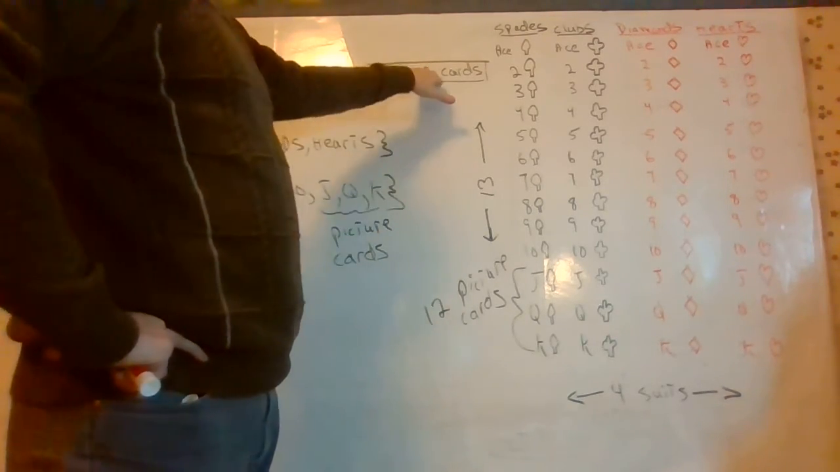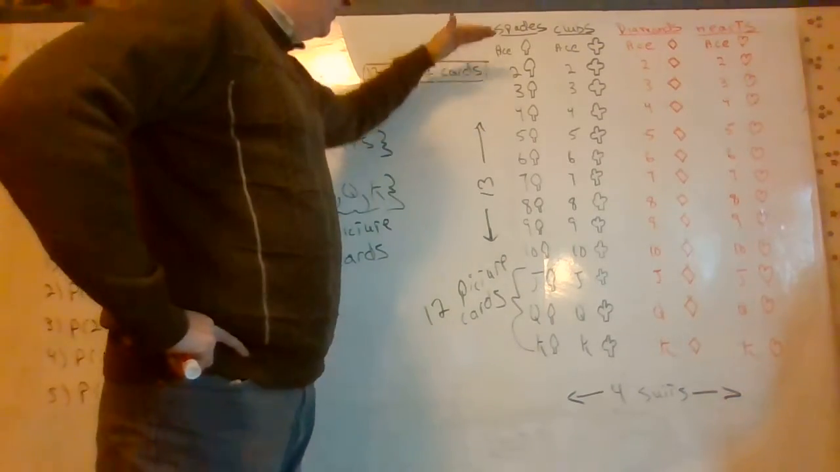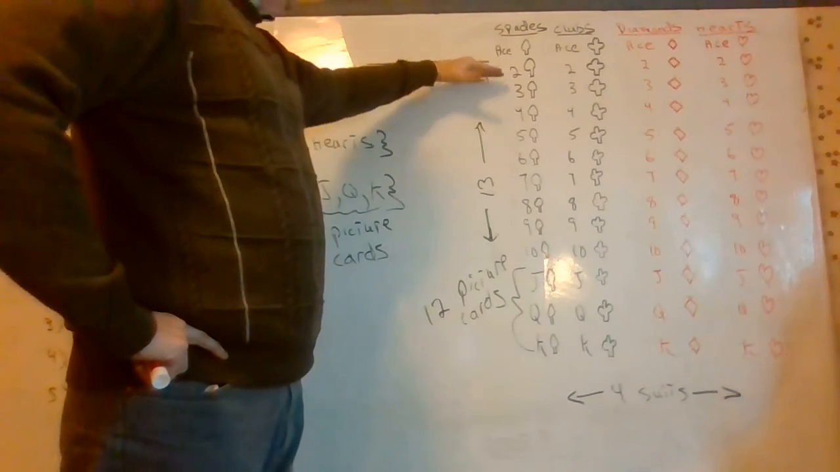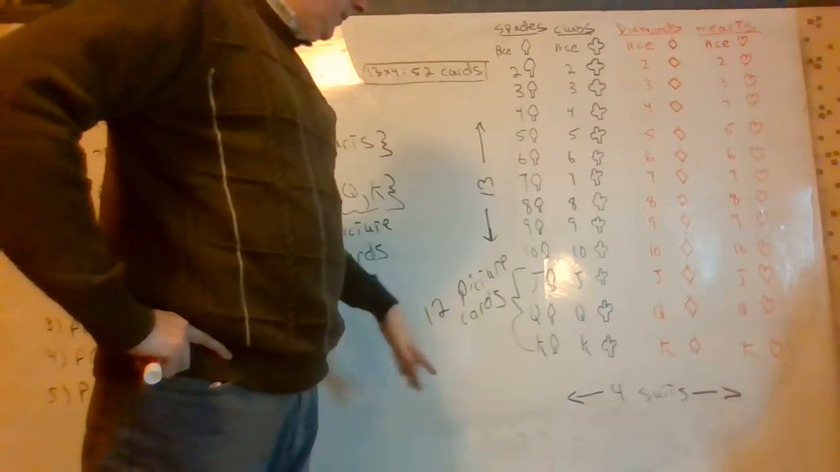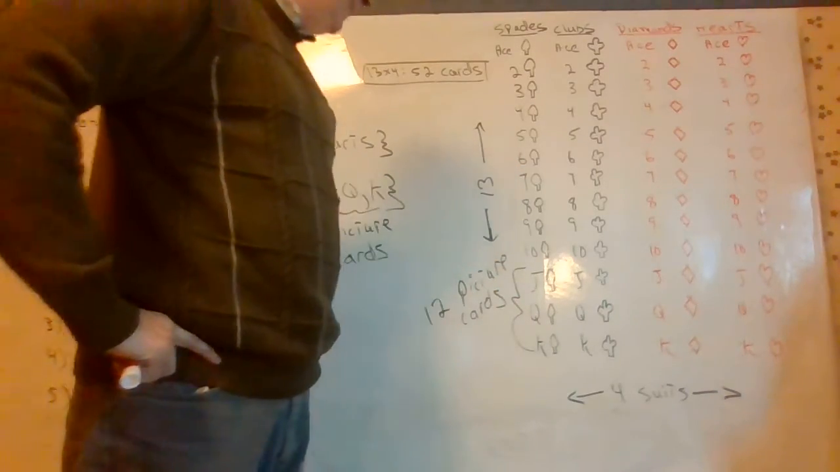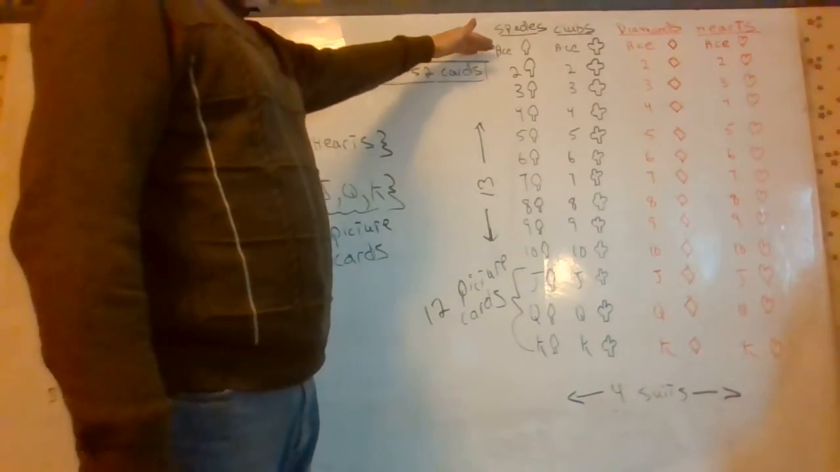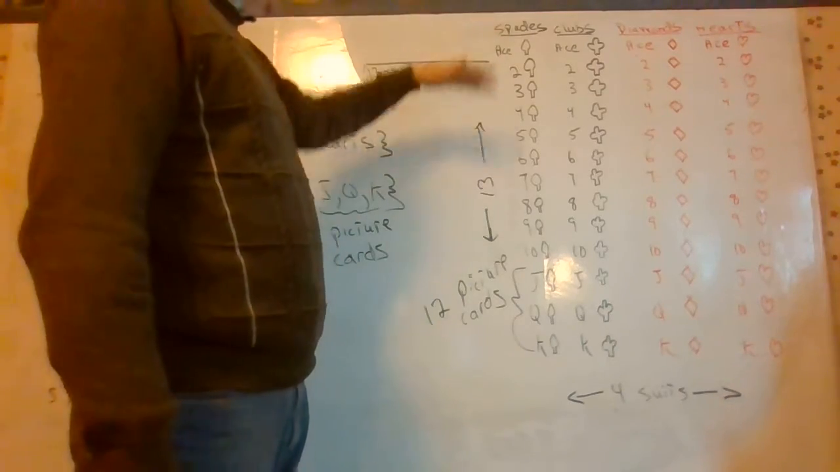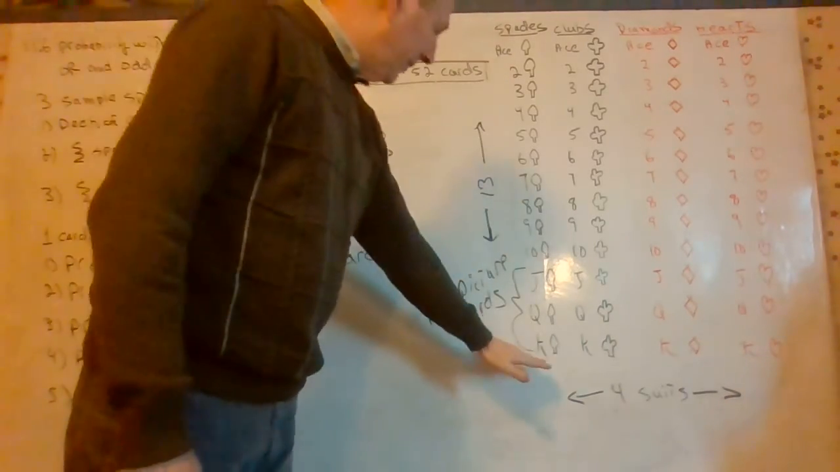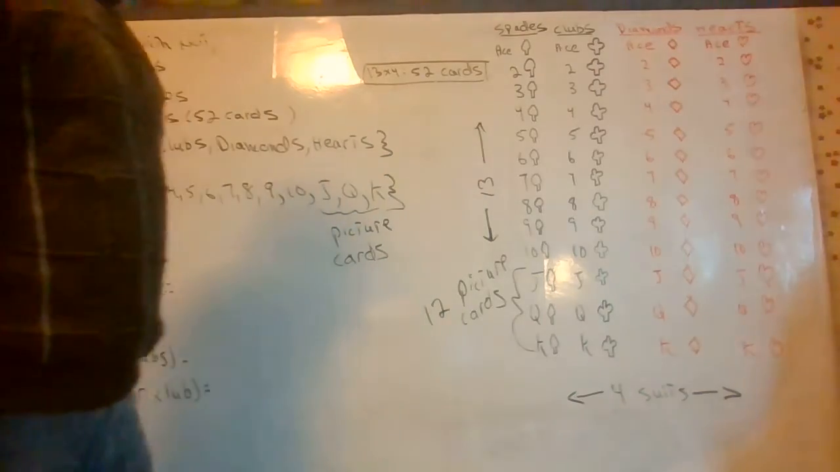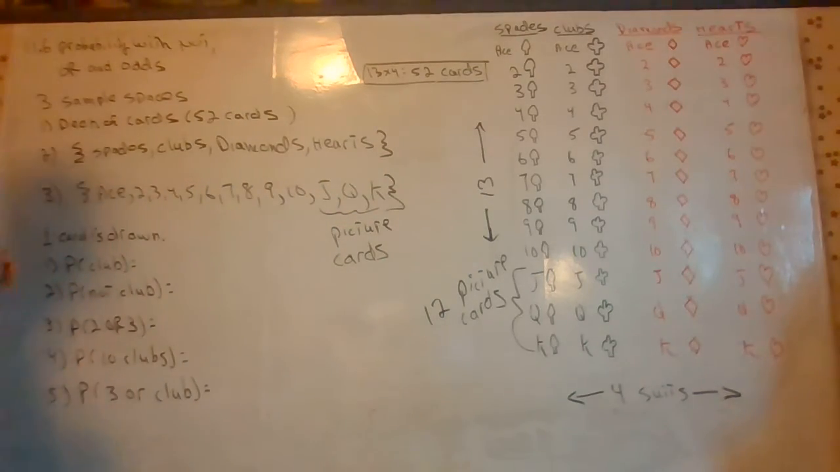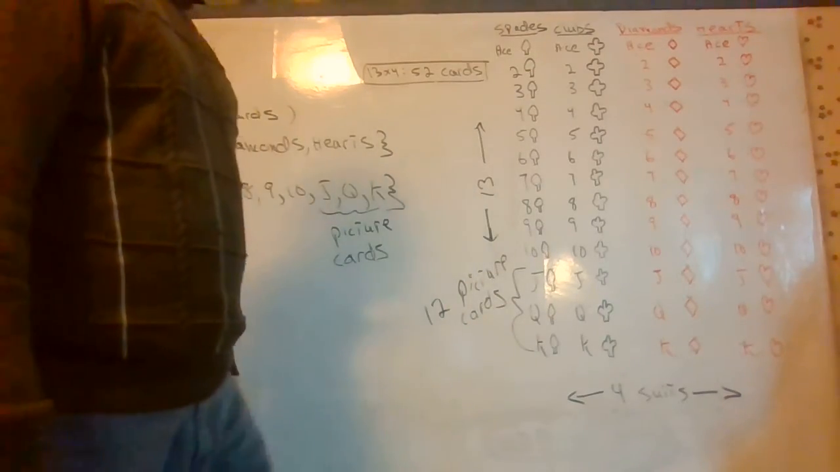A deck of cards has 52 cards. There are 13 different values of the card: ace, 2, 3, 4, 5, 6, all the way down to jack, queen, king. That's 13. You can count an ace as a 1. Some card games place an ace before a 2. Some place the ace higher value than a king, but that's really not important for probability. The important thing is we have 13 distinct cards.